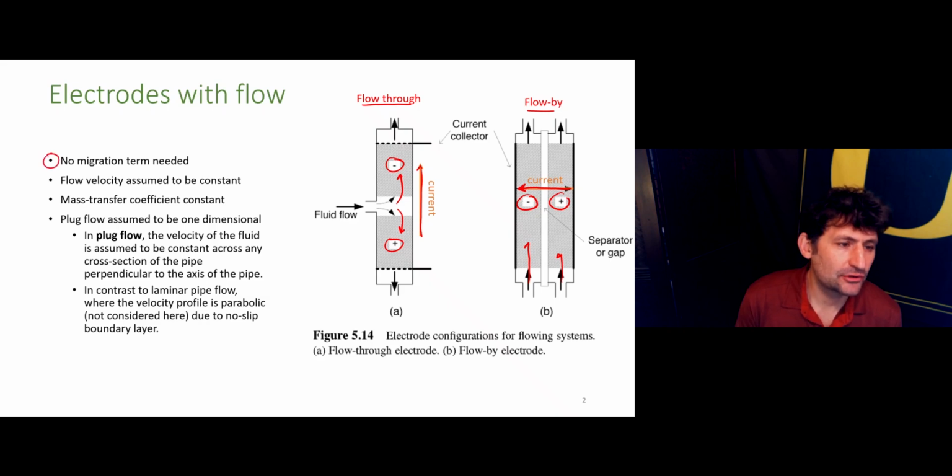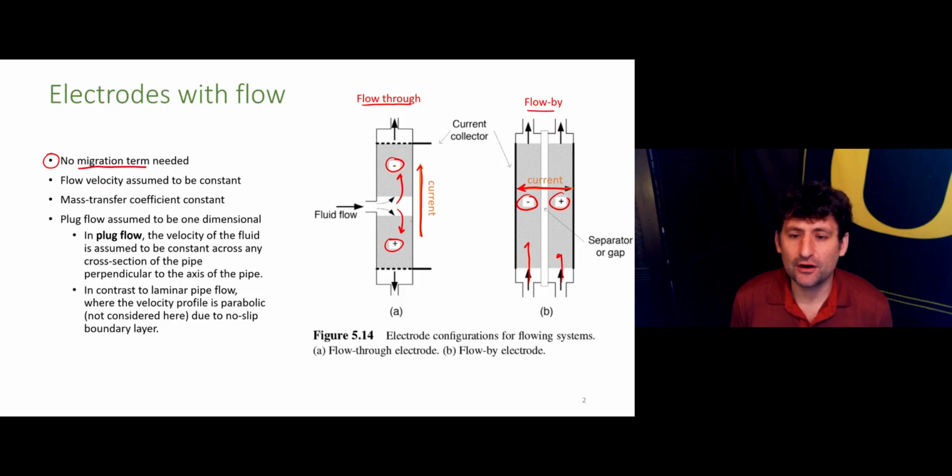In these electrochemical reactors, we're going to assume some things. One of the things we're going to assume is migration is negligible. That's because the flow is handling most of the transport. We're also going to assume the flow velocity is constant throughout the entire reactor. This implies plug flow. So the velocity of the fluid is assumed to be constant across any cross section of the reactor or the pipe perpendicular to the axis of the flow.